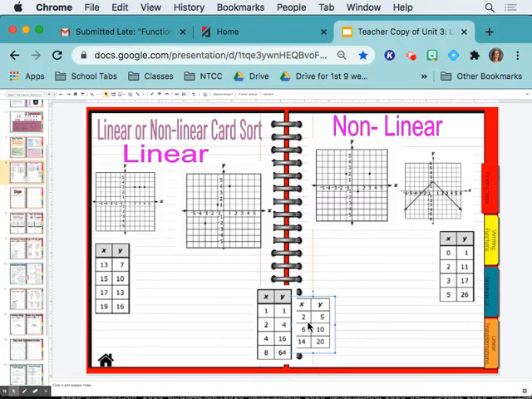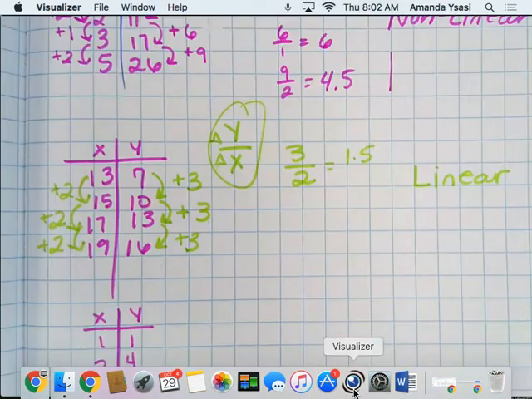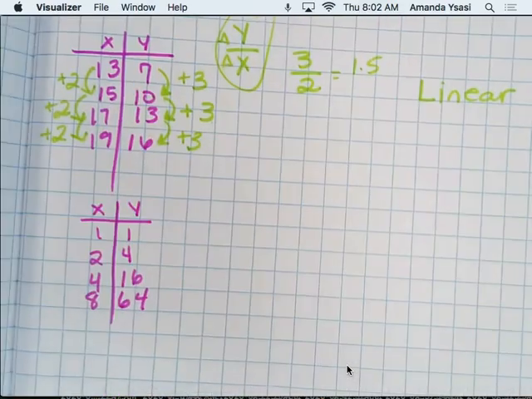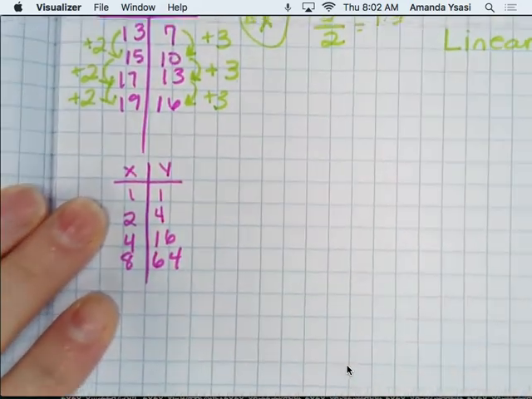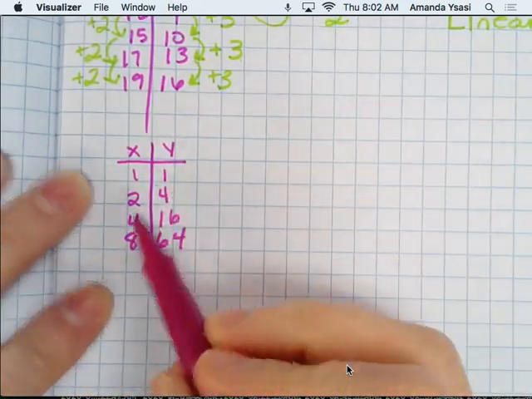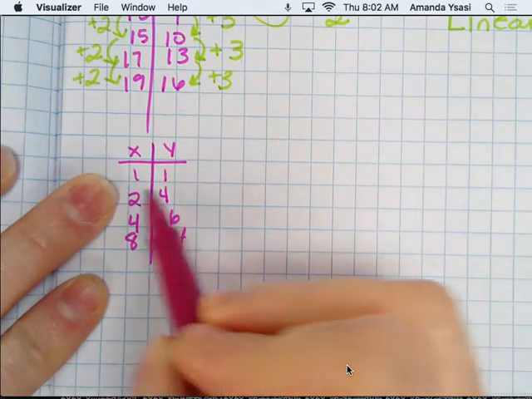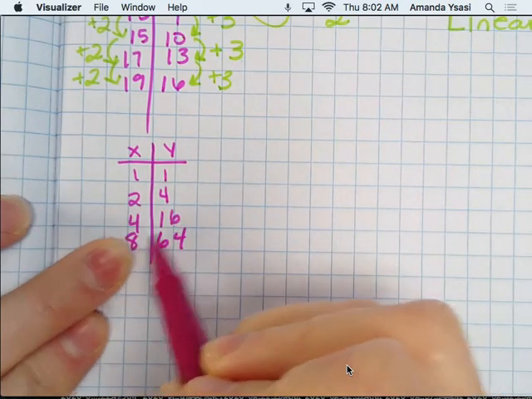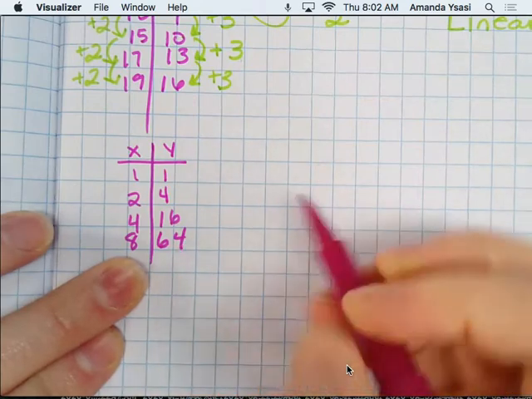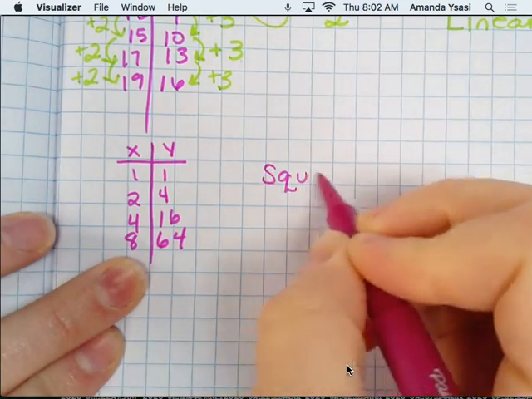X, Y: 1, 1; 2, 4; 4, 16; 8, 64. Do what? It's a squared table. How do you know that? Because 1 times 1 is 1, 2 times 2 is 4, 4 times 4 is 16, 8 times 8 is 64. If you do 1 squared, you get 1, 2 squared, you get 4, 4 squared, you get 16, 8 squared, you get 64. So you call this a squared table?